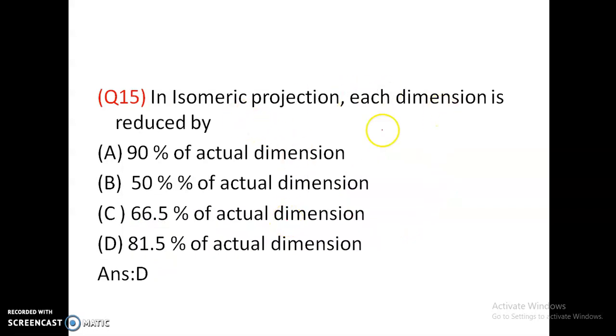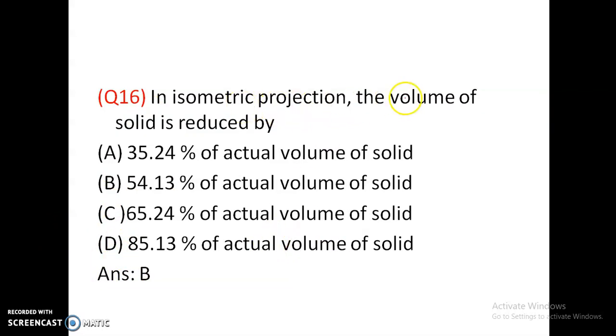In isometric projection, each dimension is reduced to 81.5% of the actual dimension. Option D is correct. In isometric projection, the volume of the solid is reduced, not by 81.5, but to 54.13%. Here length is shortened by 81.5%, but for volume, if you multiply 0.815 into 0.815 into 0.815, it will be around 54.13. So 54.13% of the actual volume of the solid is retained in isometric projection.